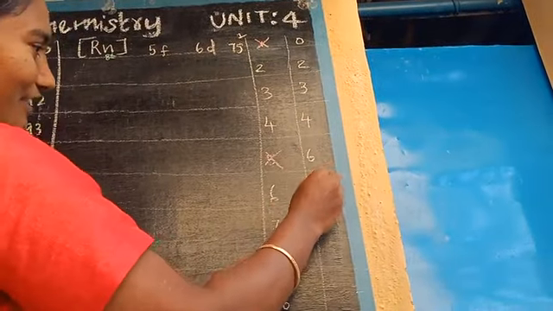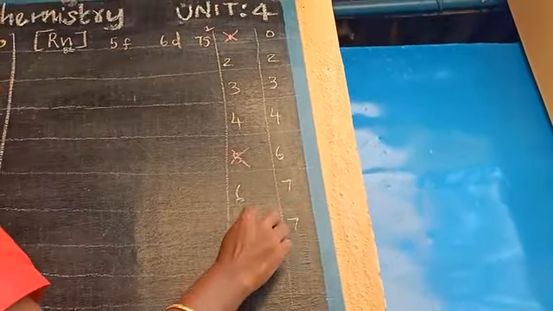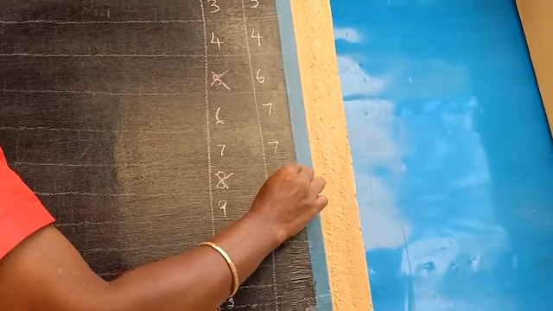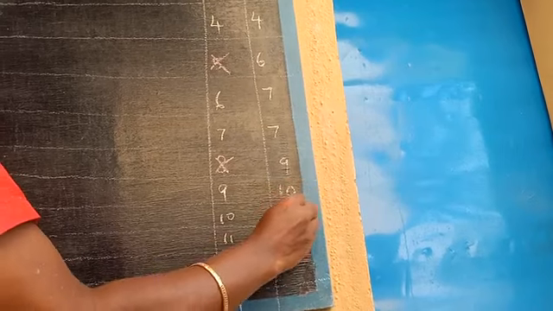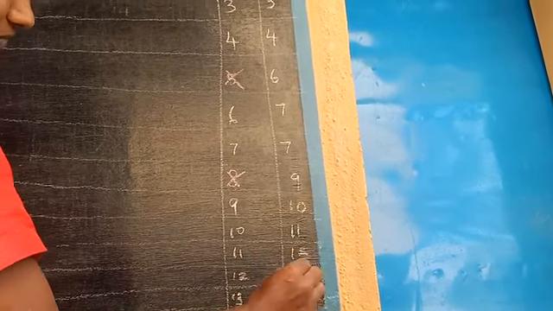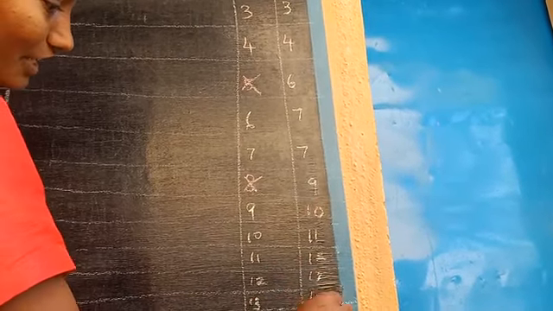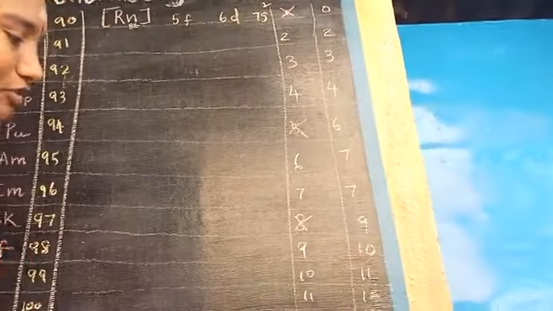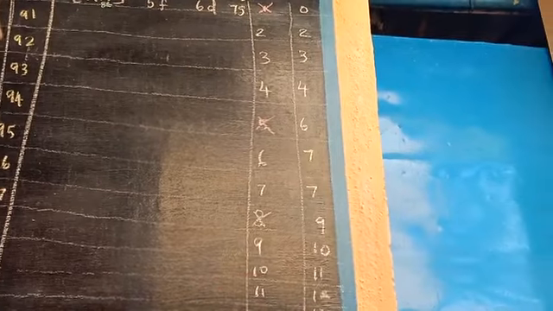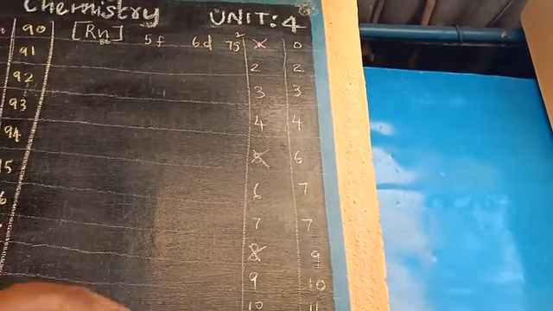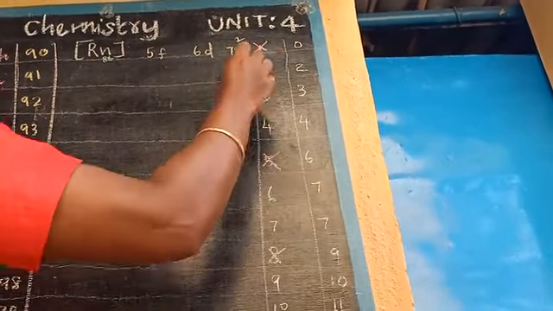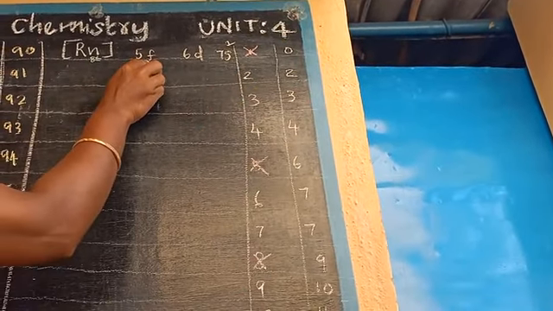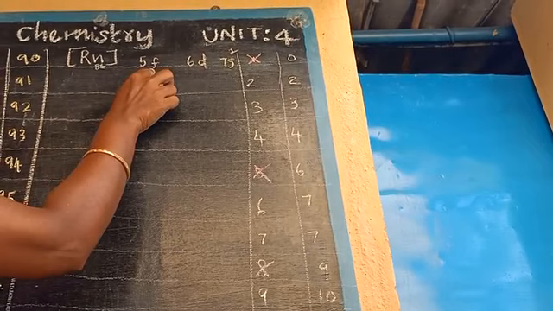So 6, 7, 7 is the half filled, so write it 2 times. 8 also is not written. So 9, 10, 11, 12, 13, 14 and 14. This 14, 14 is written 2 times, and 7, 7 is written 2 times. This one is half filled, this one is completely filled. Now we are studying the f orbital. These numbers we are now going to enter in the 5f orbital.